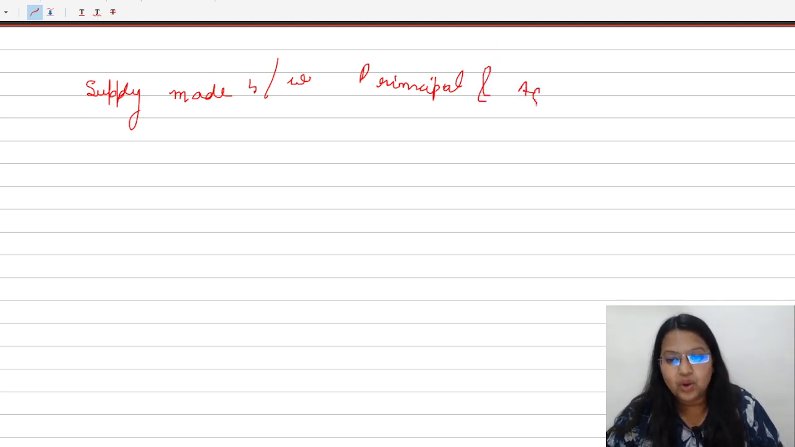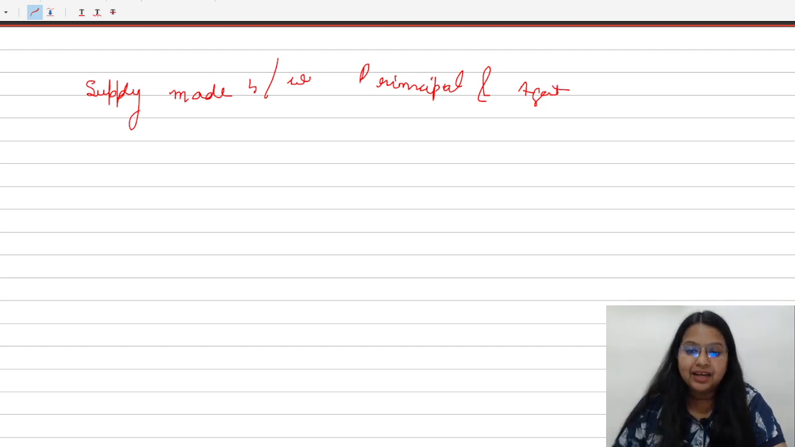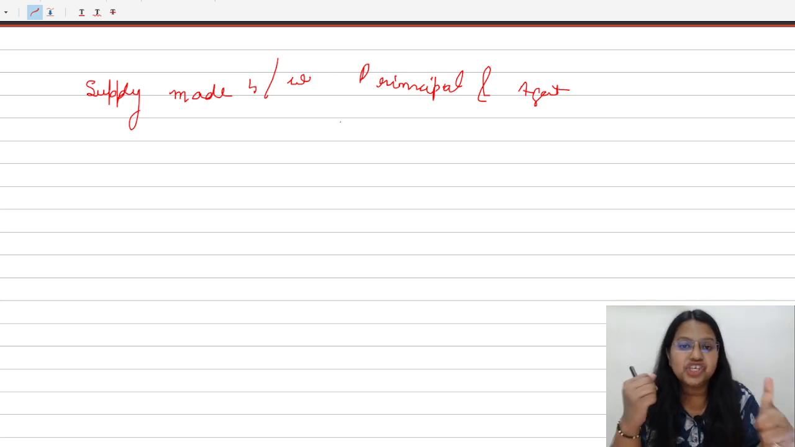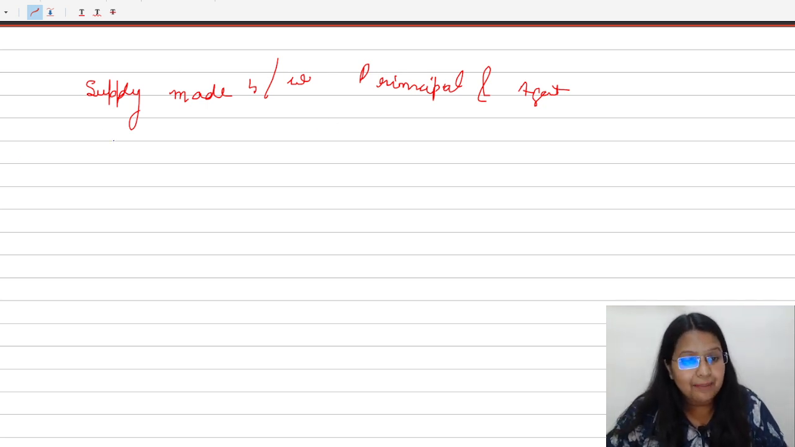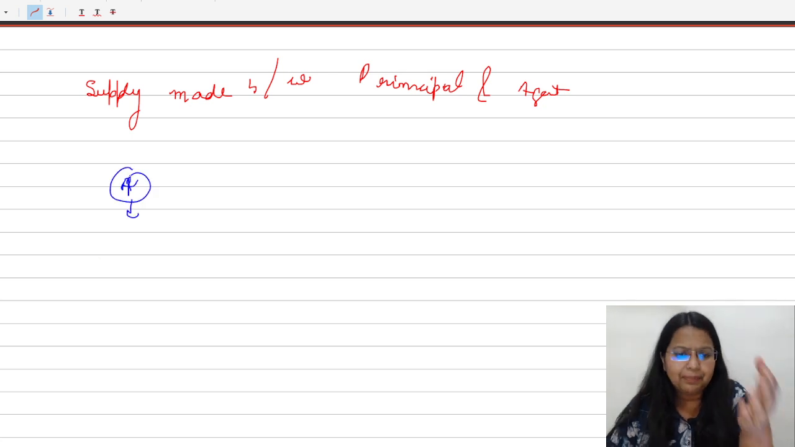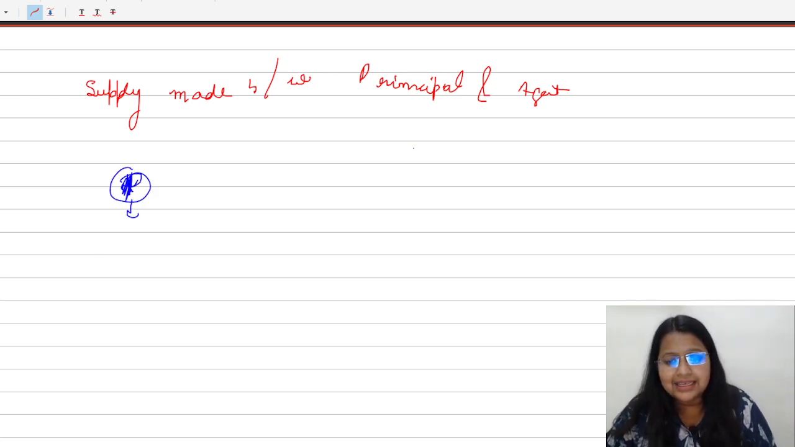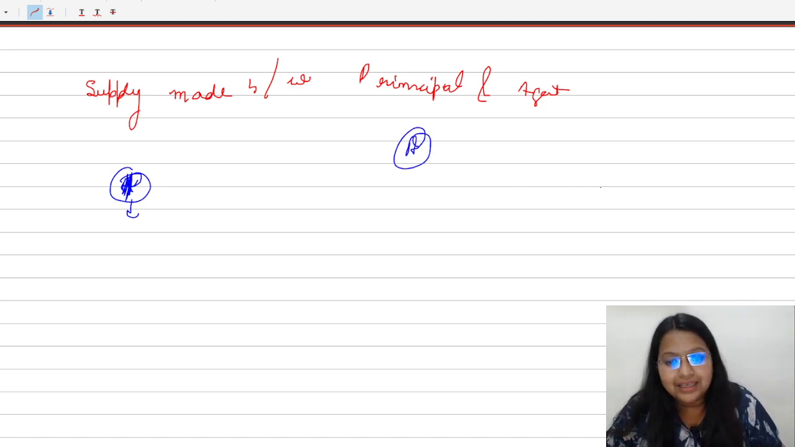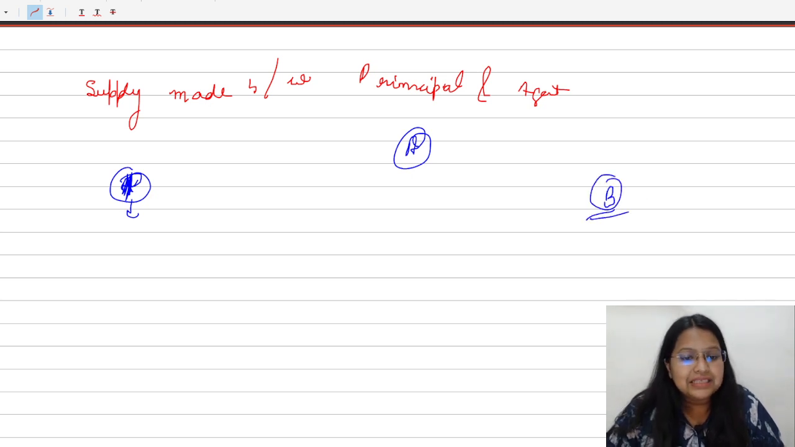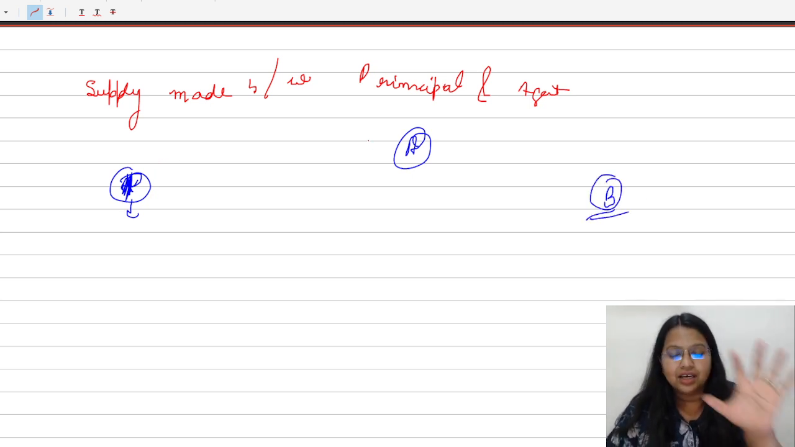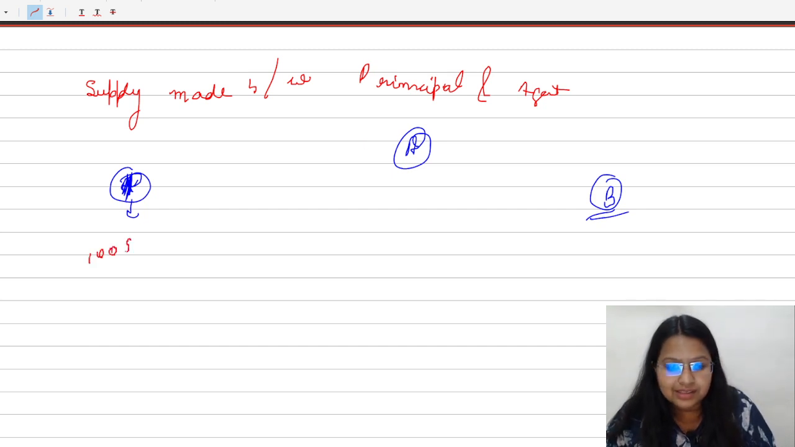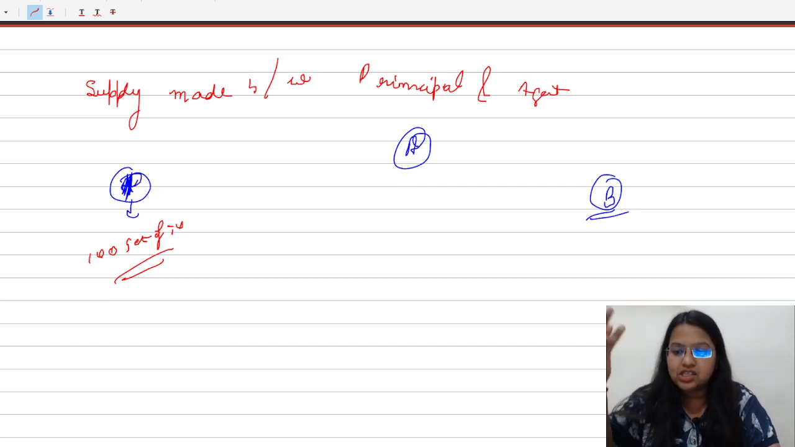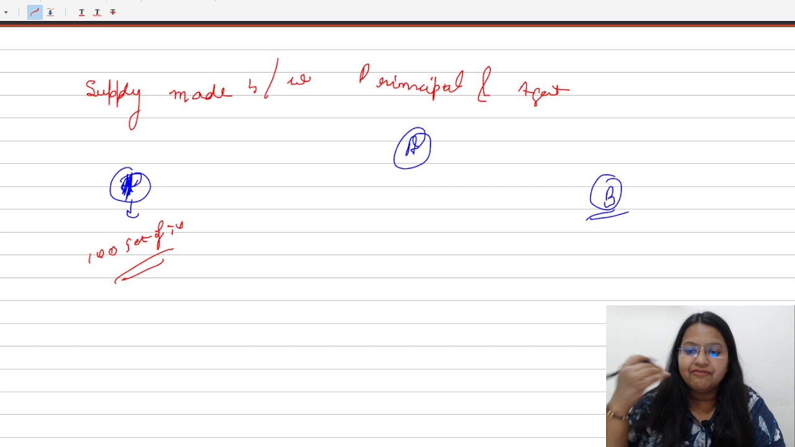Let's revise it. Students, in the case of principal and agent, what do we expect? We expect that there is actually a relationship of principal and agent. For example, say Mr. P is the principal here, and he has an agent named A. There is a buyer, Mr. B. The principal, Mr. P, says to the agent: do one thing, I have 100 sets of TV. Let's sell them to any buyer. Just watch out for prospective buyers and sell them out.